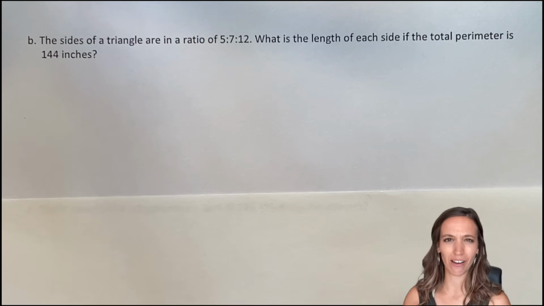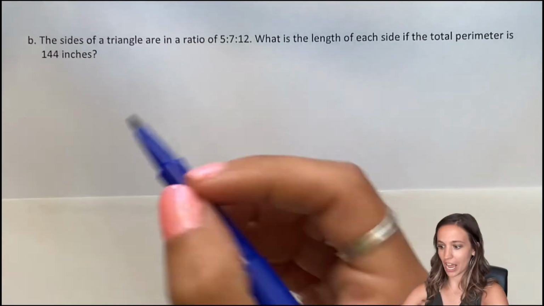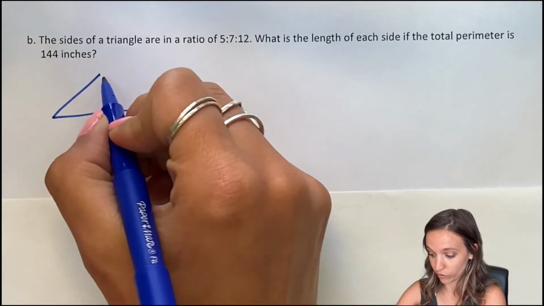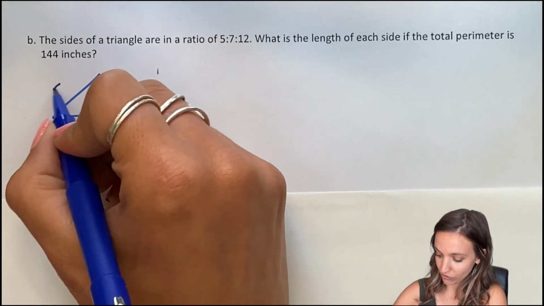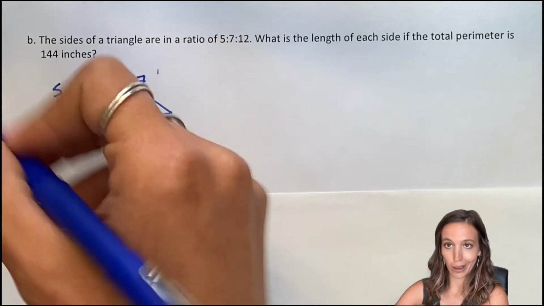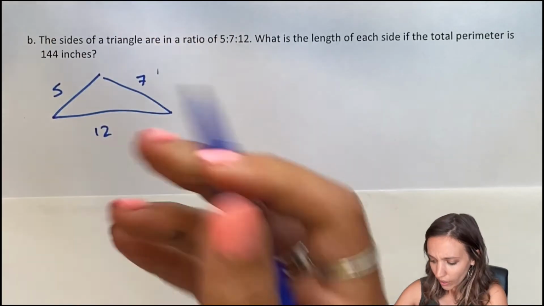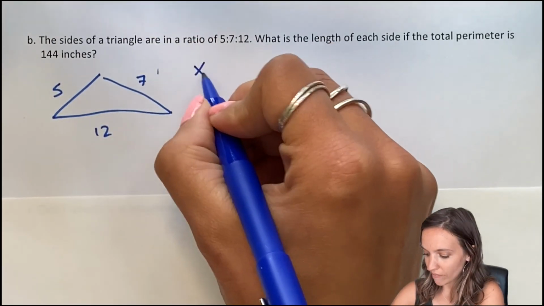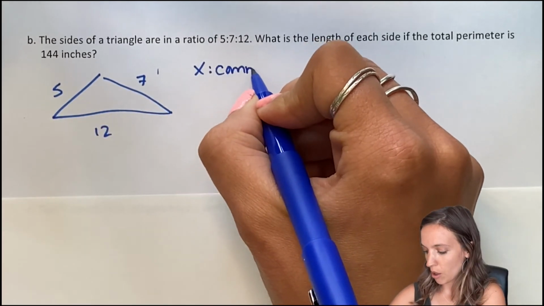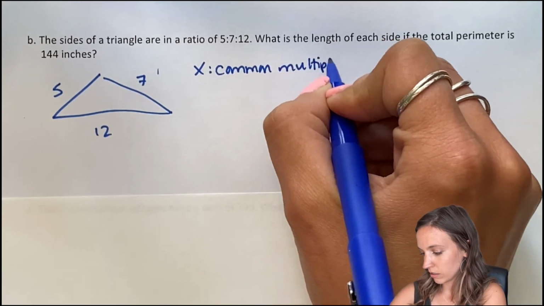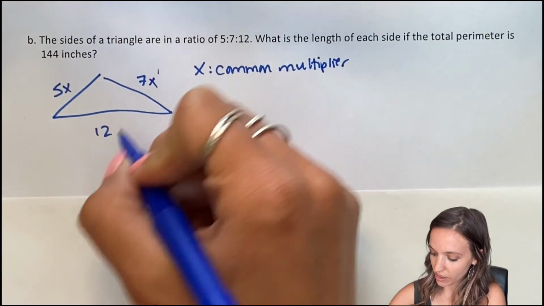Okay, anytime I have a problem where I have a shape involved, I definitely like to draw some sort of shape. So I have a triangle going on and the ratio of sides is 5, 7, and 12, and I'm just eyeballing where to put those. Now, those aren't the actual sides. We have this common multiplier that's involved here. So I'm just going to make x my common multiplier. So it's going to be 5x, 7x, and 12x.